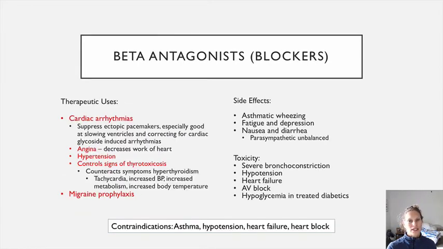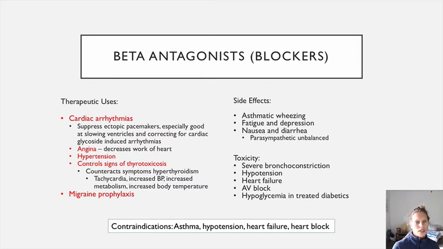So those are the alpha-1 antagonists. The beta-1 antagonists, or the beta-blockers, these are used a lot. These are something probably a lot of you have heard of before. Therapeutically, they're used for mostly cardiovascular situations, arrhythmias, because this will suppress the ectopic pacemaker, any out-of-place pacemaker. They seem to be especially good at slowing the ventricles down, which is good.